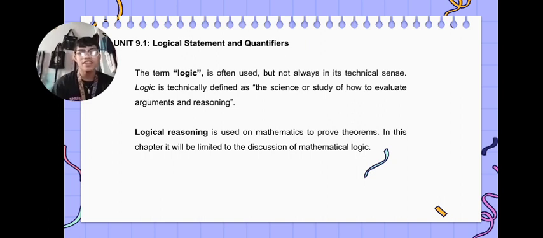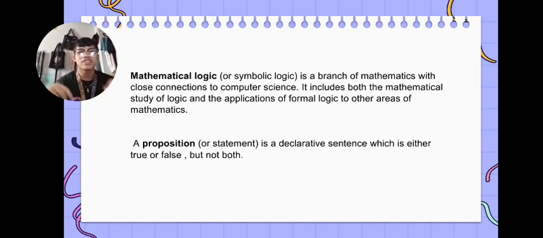Logical reasoning is used in mathematics to prove theorems. In this chapter, it will be limited to the discussion of mathematical logic. Mathematical logic, or symbolic logic, is a branch of mathematics with close connection to computer science. It includes both the mathematical study of logic and the application of formal logic to other areas of mathematics.